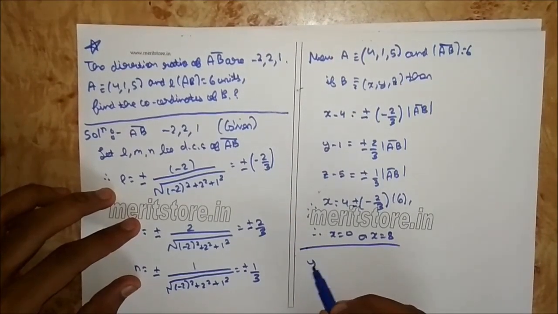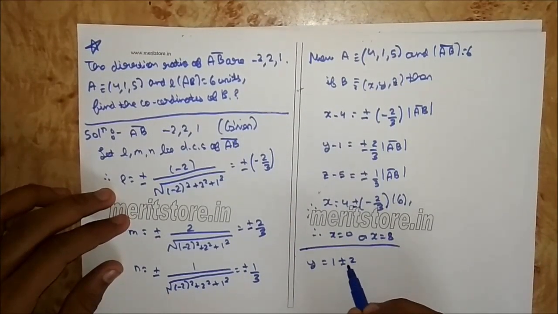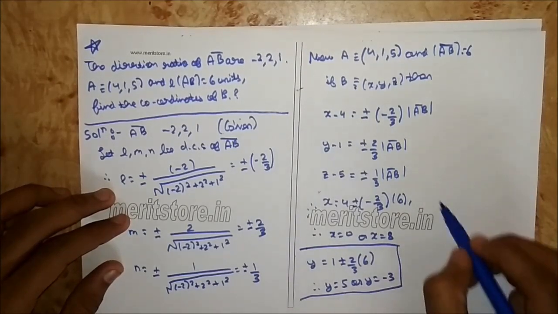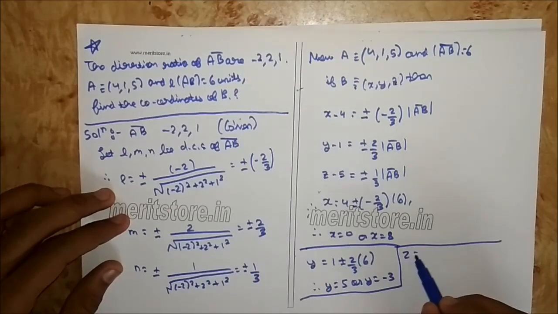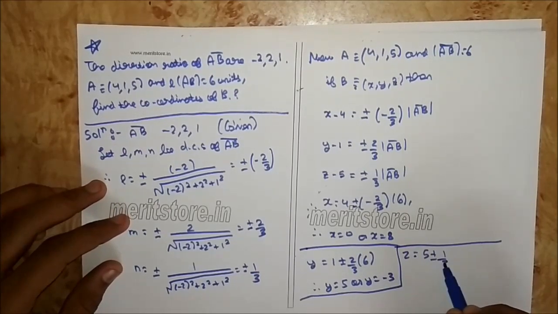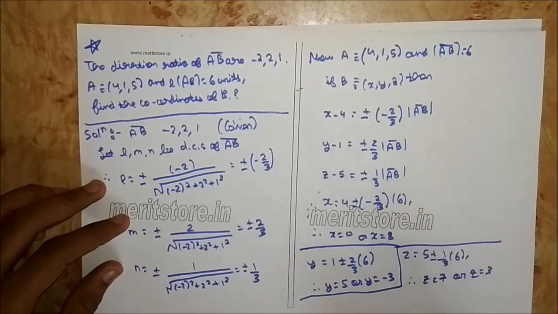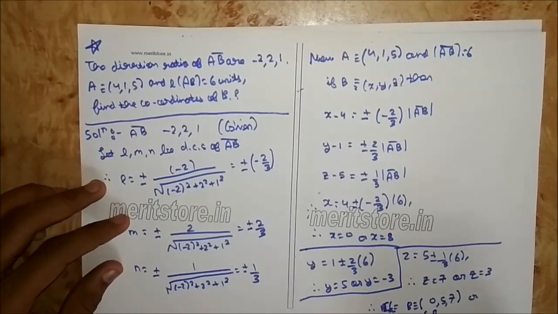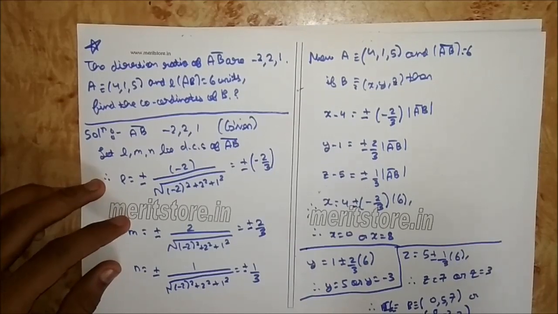Now y is equal to 1 plus or minus 2 by 3 times 6. Therefore y is equal to 5 or y is equal to minus 3. z is equal to 5 plus or minus 1 by 3 times 6. Therefore z is equal to 7 or z is equal to 3. Therefore B is (0, 5, 7) or B is (8, -3, 3).